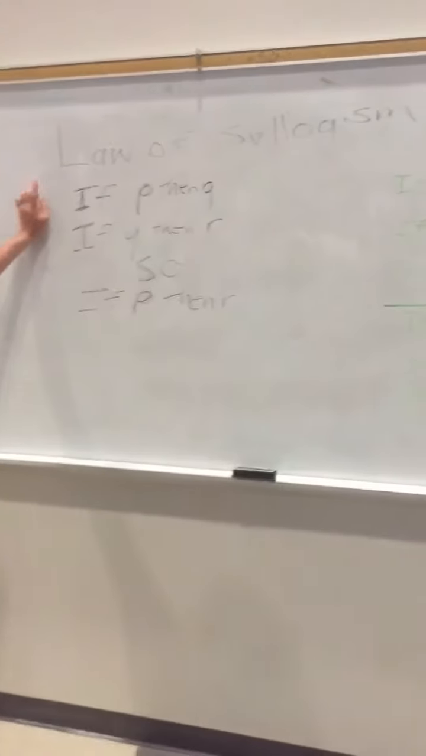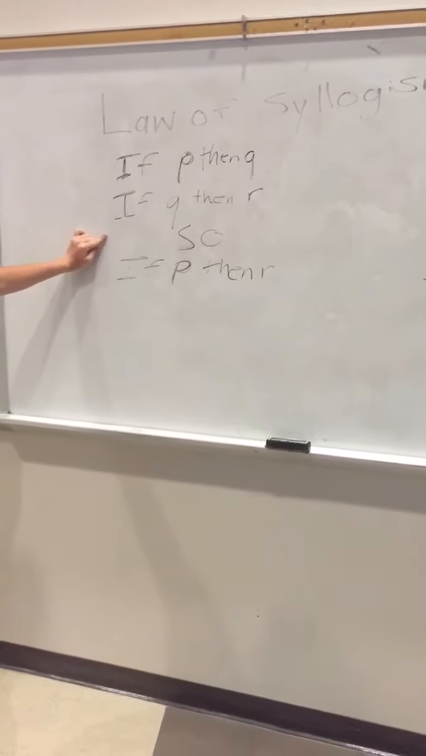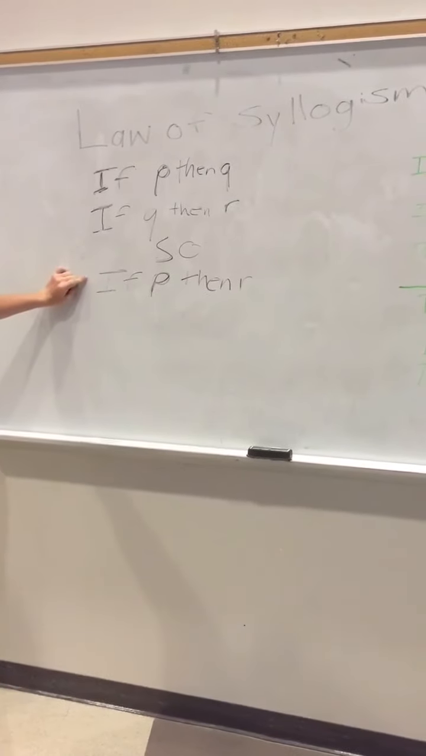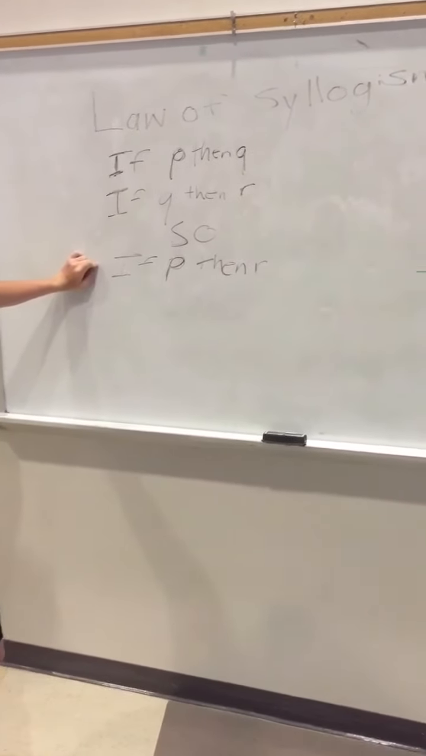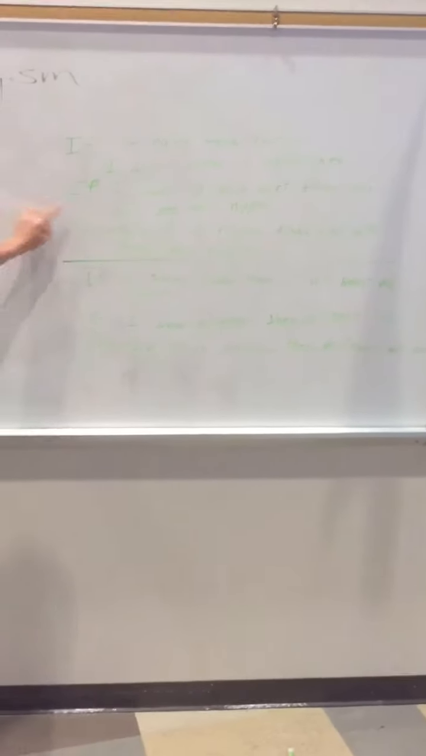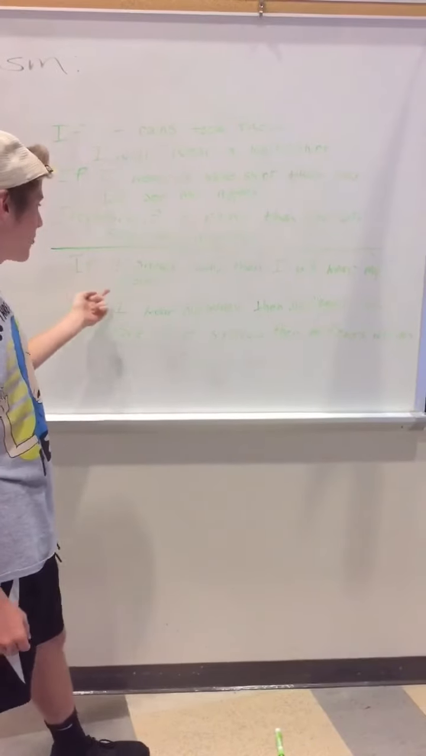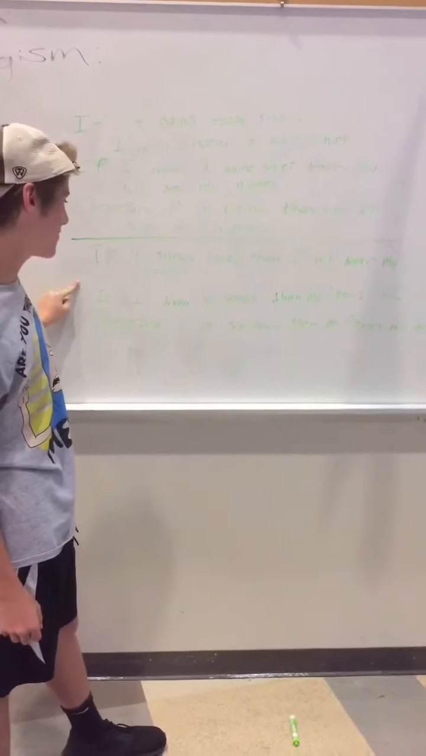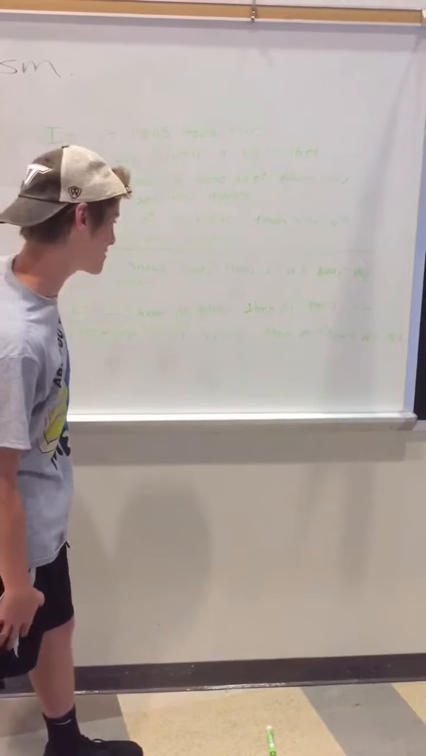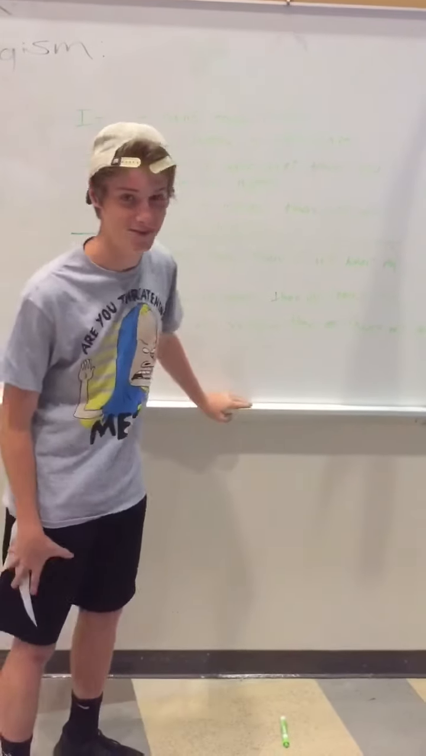Syllogism. If P, then Q. If Q, then R. So, therefore, if P, then R. Got some problems over here. Let's just skip to this one. If it snows today, then I will wear my gloves. If I wear my gloves, then my fingers itch. Therefore, if it snows, then my fingers will itch.